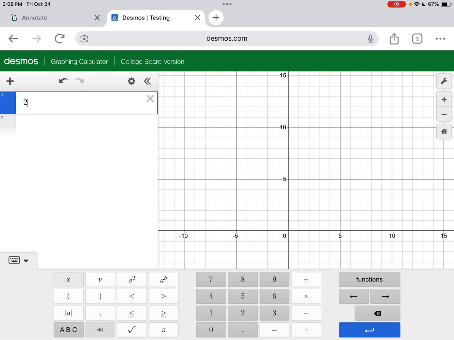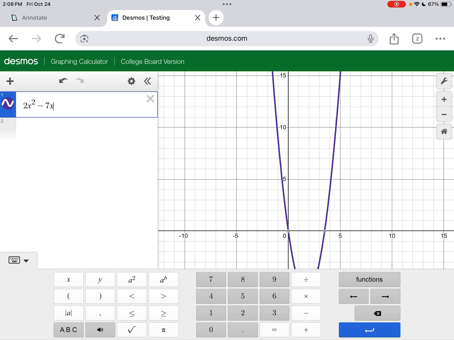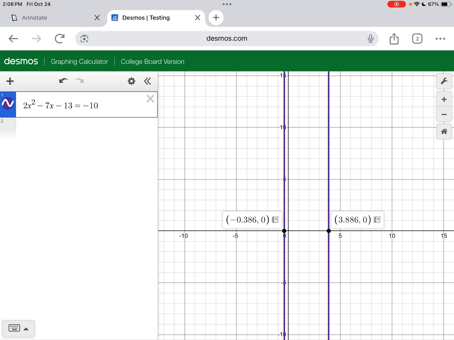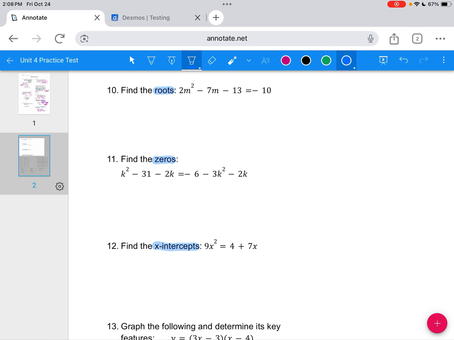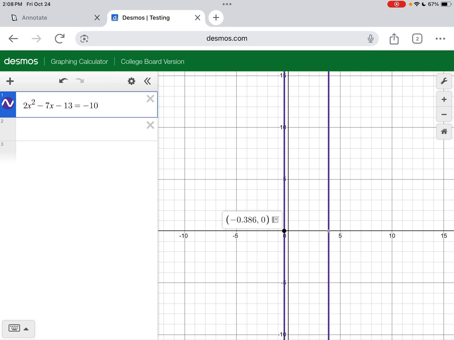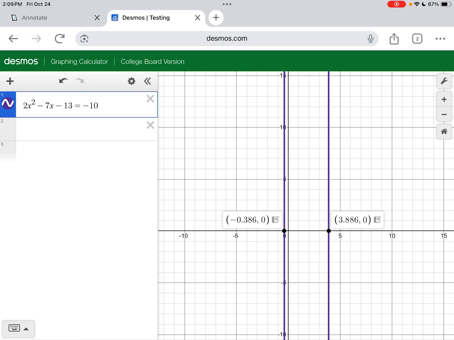So the first one will have 2x squared minus 7x minus 13 equals negative 10. And these are rational. So actually, we can just keep these as decimals, that's fine. So it's going to be x equals, let me find them one more time, negative 0.386. And the other one is, I believe, 3.886, yes.